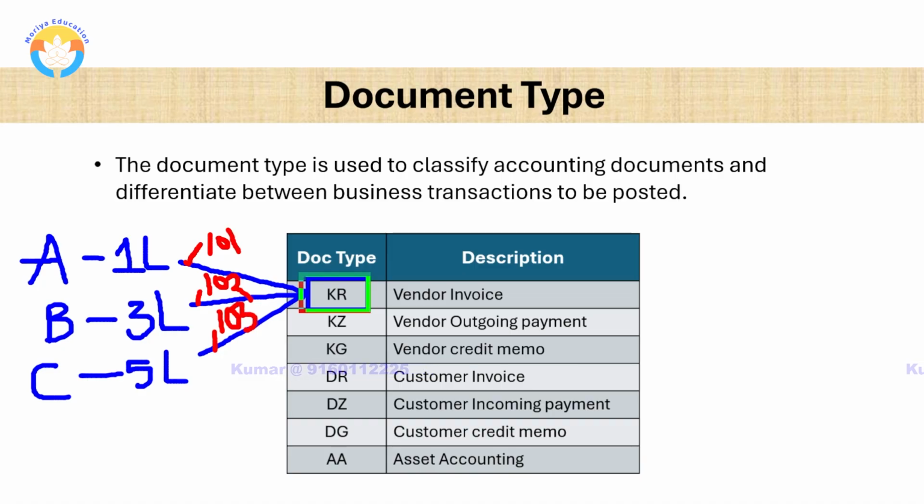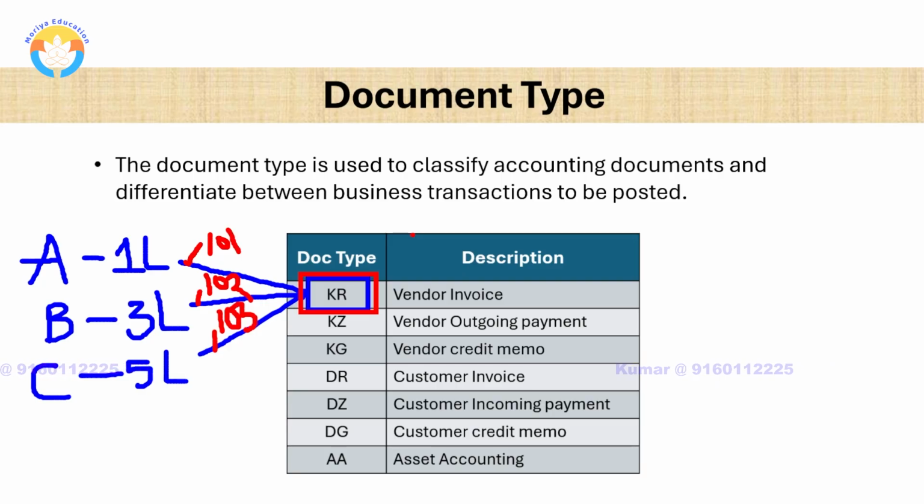But the document type is the same because, though the vendors may be different, the transaction which I'm doing is the same. I'm purchasing. I'm not paying, or I'm not returning the goods to them. The type of transaction is the same. Only the vendors are different. Because the vendors are different, the transaction is different. The transaction type is the same, but the transaction is different. The invoice is different. Based on that invoice, document numbers will be different, but the document type will be the same.